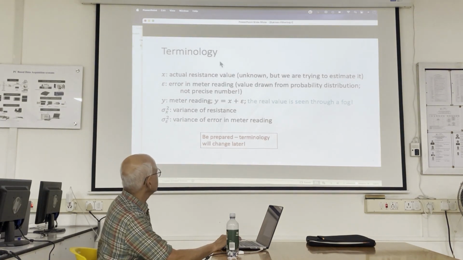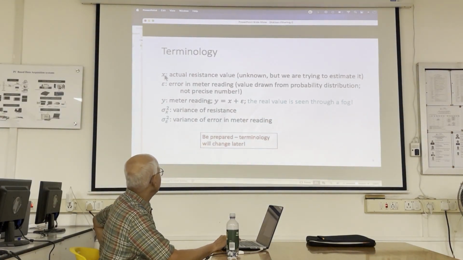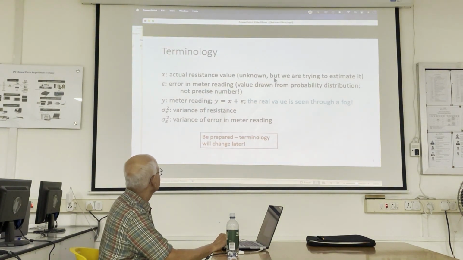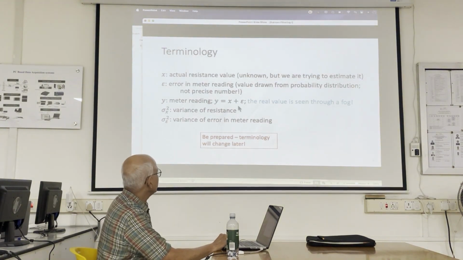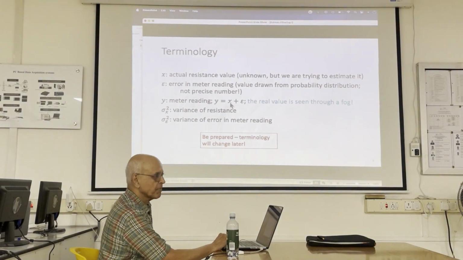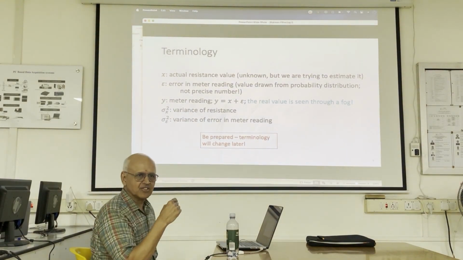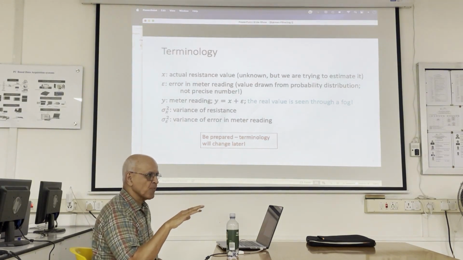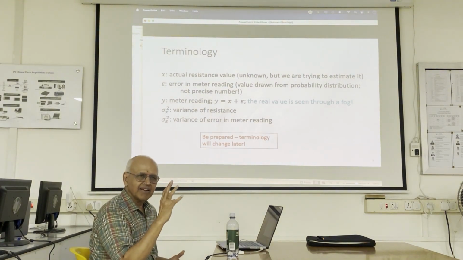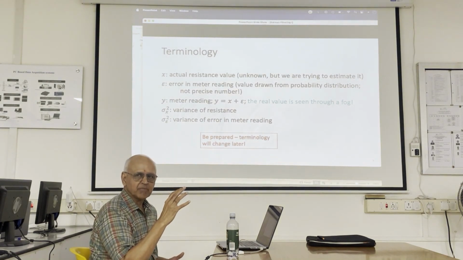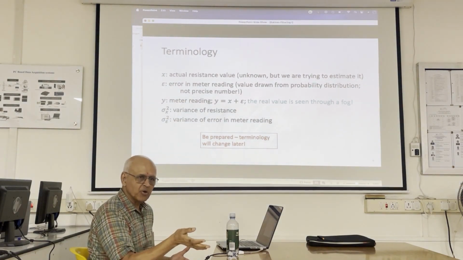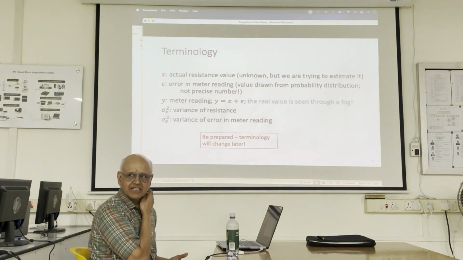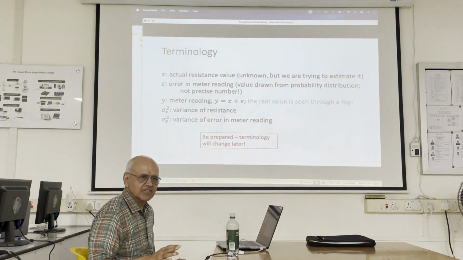Okay, so some terminology to get going. X is the actual resistance value. So we are trying to find out what X is. That is the true value of the resistor, right? And the true value can never be known. When you have set model state, it's a different situation, because the Gazebo simulator knows where the real robot is. In the real world situation, the true value is never known.